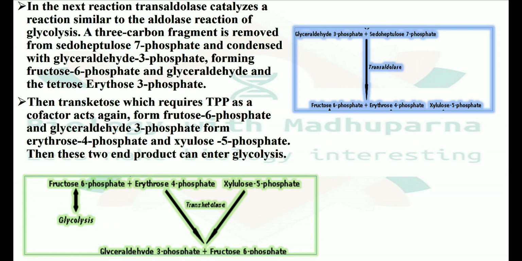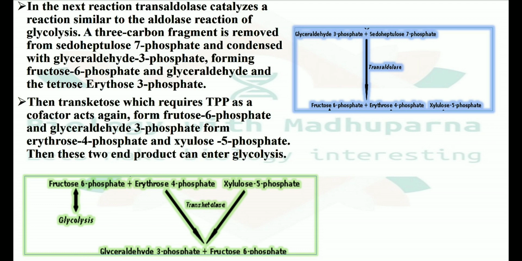with the help of the enzyme transaldolase. In the third reaction, transketolase, which requires TPP in both cases. In the first reaction also transketolase requires TPP, and in the third reaction also transketolase needs TPP as a cofactor for its action, forming fructose 6-phosphate and glyceraldehyde 3-phosphate from erythrose 4-phosphate and xylose 5-phosphate. And then those two end products can enter glycolysis again.